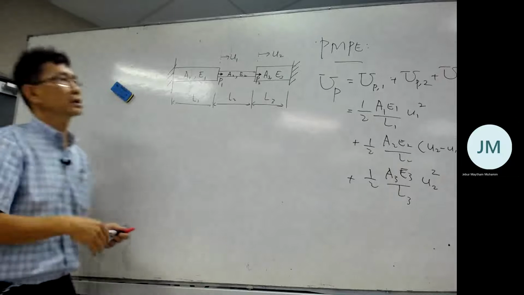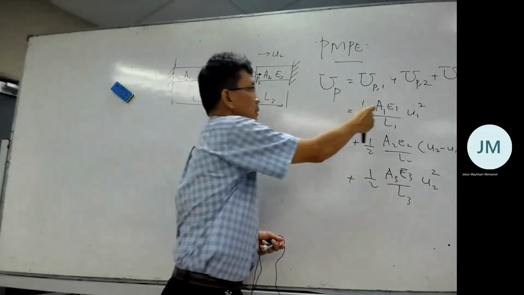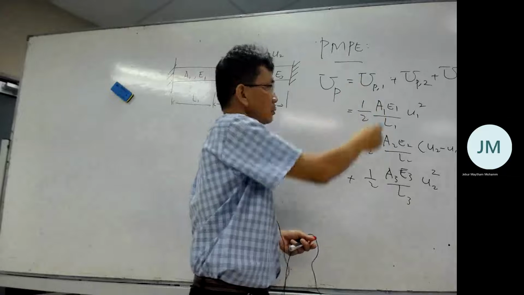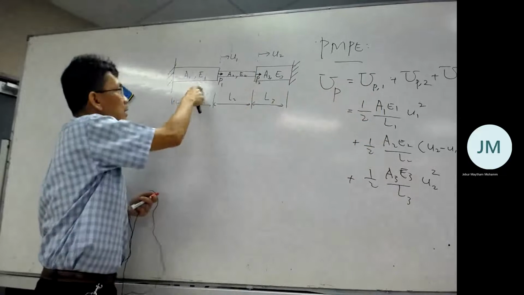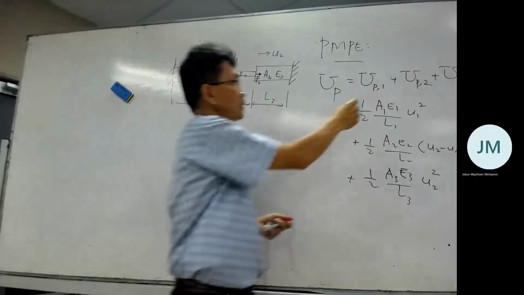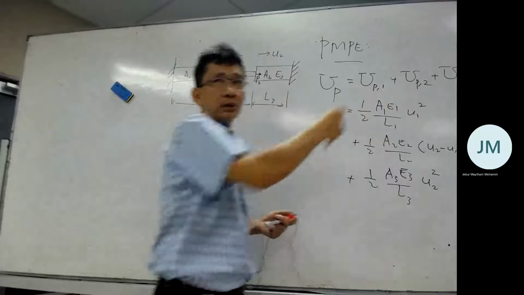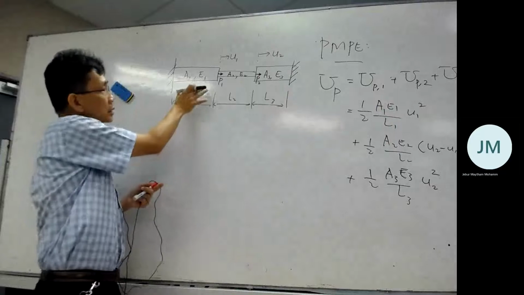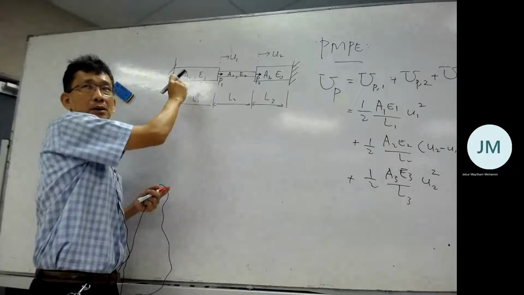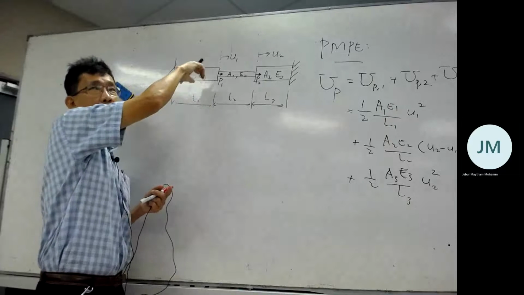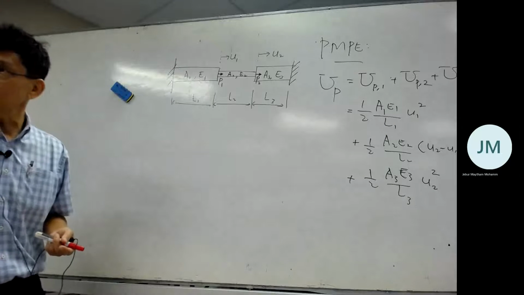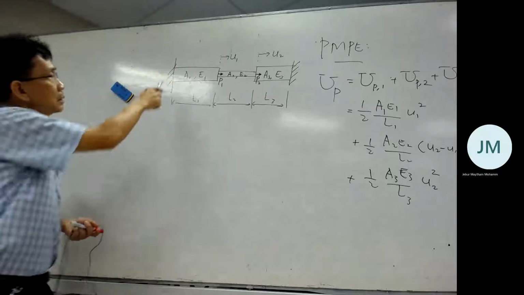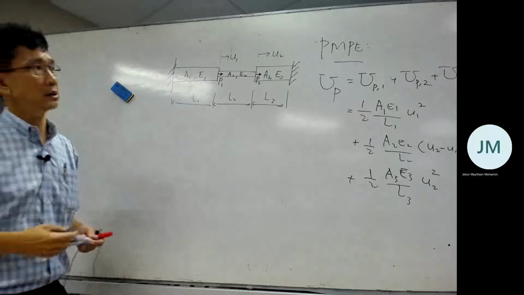So in this example, I just try to point out to you the strain energy for a bar with AE and length L is half AE over L U1 squared. This is for a bar of uniform cross section. If the bar has a non-uniform cross section, then we have to do the integration. This is a bar of uniform cross section.